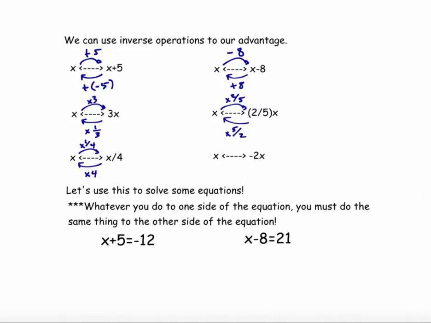Last example, if you start at x and you make your way to negative 2x, that happened by multiplying by negative 2. And if you want to get back to x, multiply by negative 1/2.